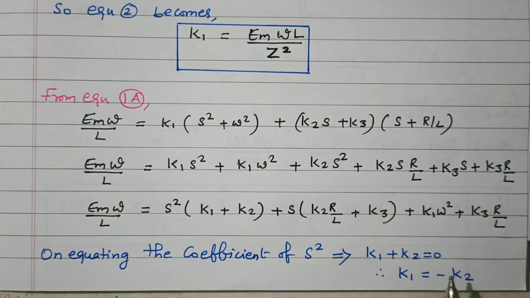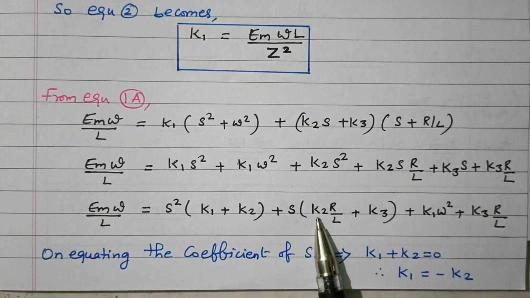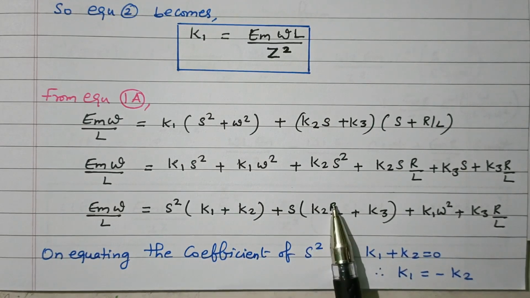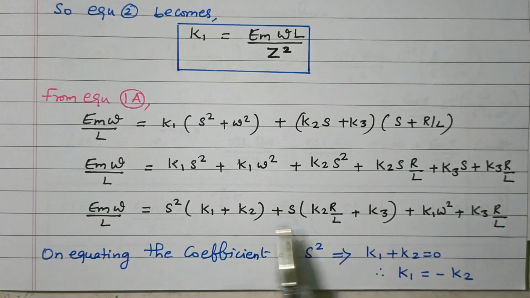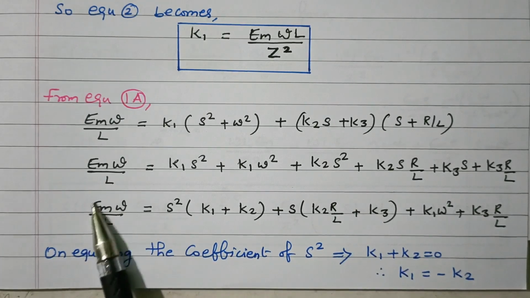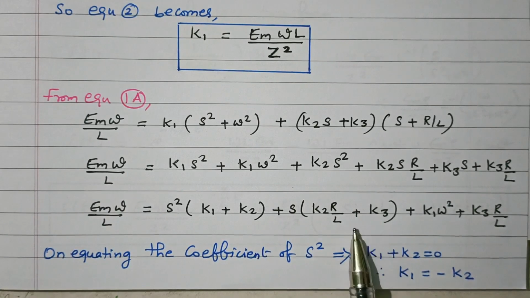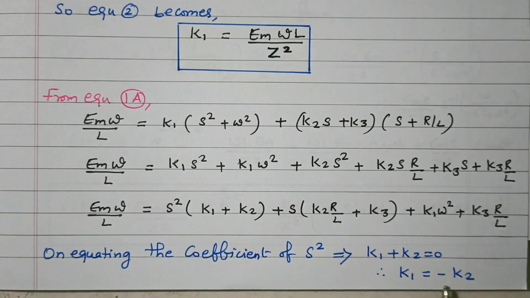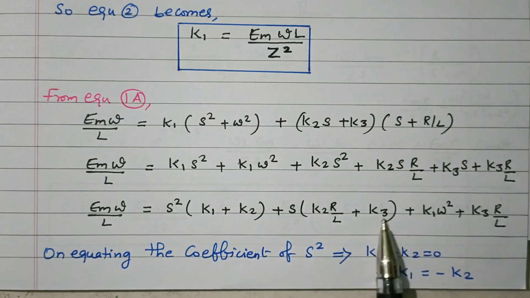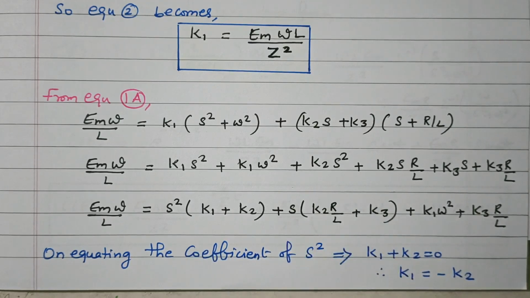Similarly, while equating the coefficient of s, the coefficient of s is k2 r by L plus k3. That is equal to 0, because on the other side the s term is not available. From that we can find the k3 value. Now we'll see k2, then we'll go for k3. The coefficient of s is this term, and this term is equal to 0.